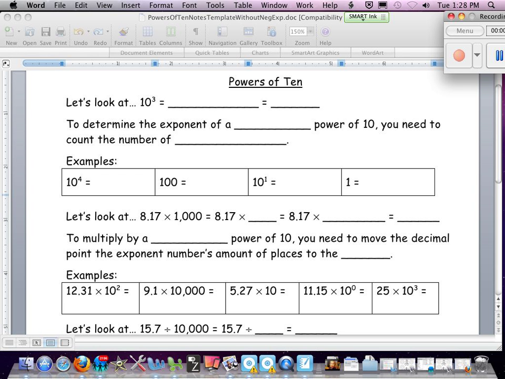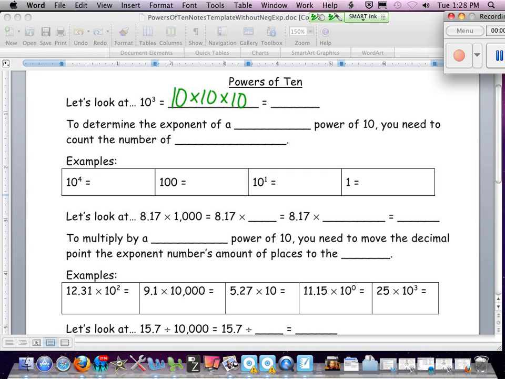First, let's look at 10 to the third power. Exponents. What's 10 to the third power mean? That would be 10 times 3. Oh, 10 times 10 times 10. Right, so not 10 plus 10, which would be 30, but 10 times 10 times 10.